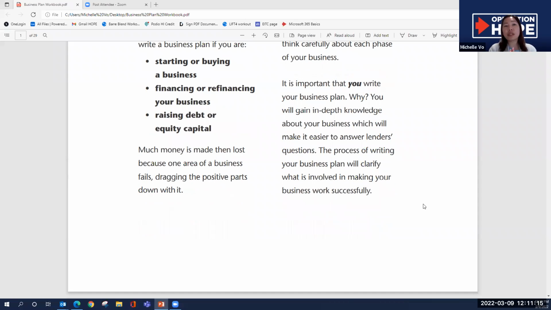The part we focus on today is really the business description and the cover letter. That is something you can provide to your lenders when you're asking for loans, and you can also provide it to your potential investors as well.